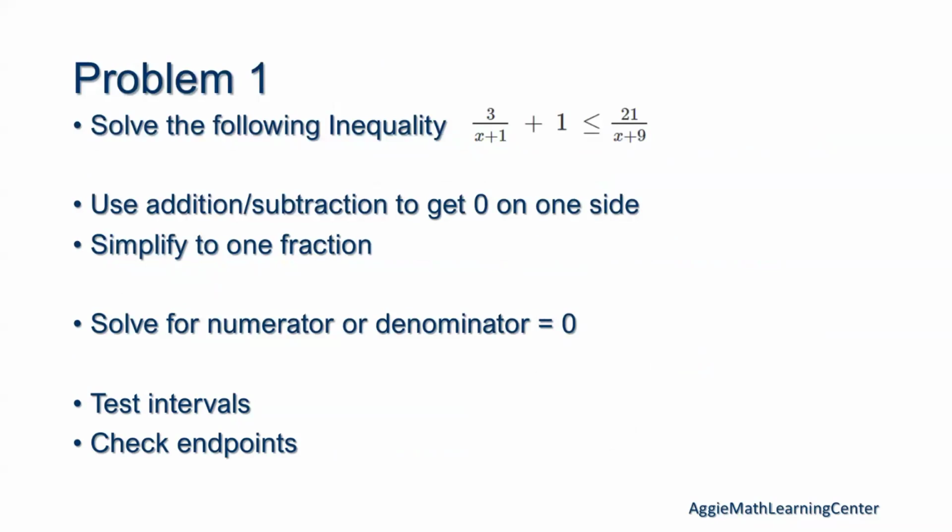Like Hunter said, our first step is going to be getting this whole thing to be equal to 0. There's not a ton of room to write, so I hope this doesn't get too messy for you guys. We've got 3 over x plus 1, plus 1, is less than or equal to 21 over x plus 9. What I'm going to do first is subtract the 21 over x plus 9 on the other side, so this whole thing is compared to 0. So this becomes 3 over x plus 1 minus 21 over x plus 9 is less than or equal to 0.